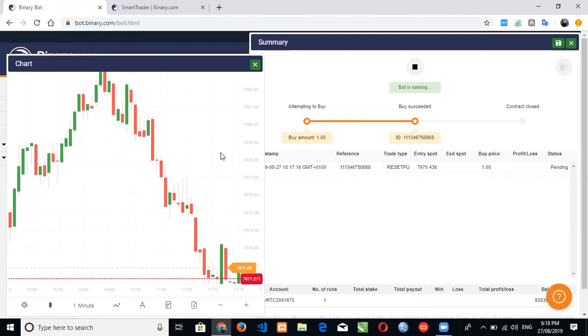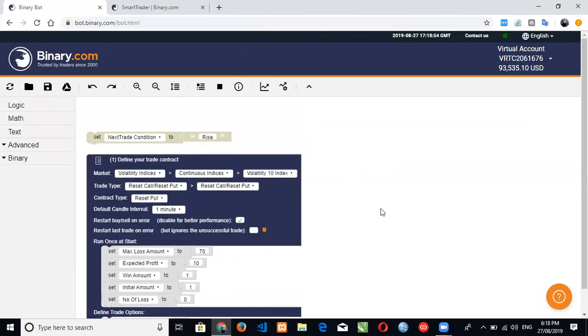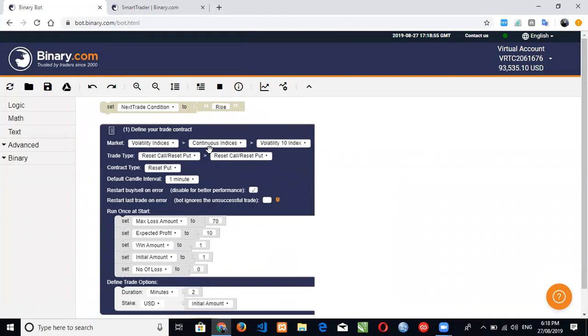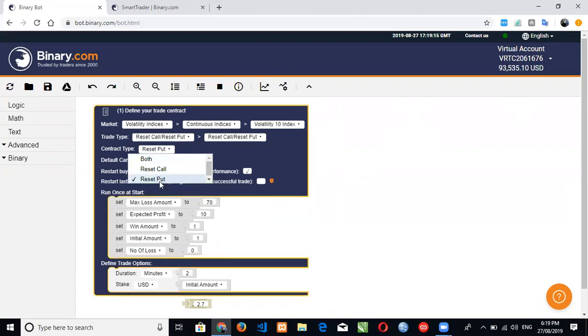So like I say, this is just the setting. For those of you that have gotten this bot, the steps which I explained are very explanatory. Firstly, you switch here to the market which you want to trade on, if it's 10 or 100. After you have finished switching here, next you need to come to this trade type and adjust it to reset call and reset put. If you are trading a down trade, you put reset put here, and for an up trade you put reset call.